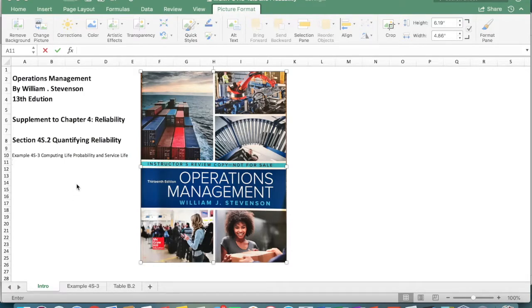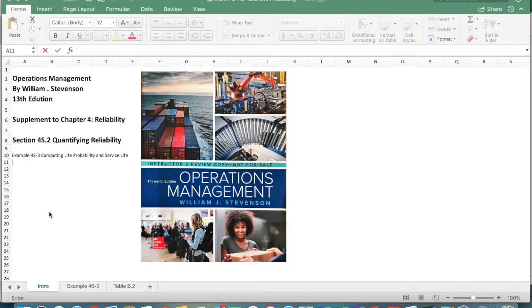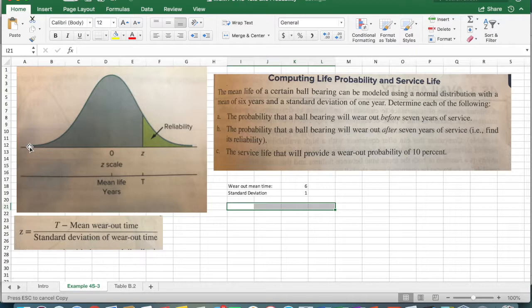Okay, in today's video, we're talking about computing life probability and service life. So this is in chapter 4S on reliability, section 4S2, quantifying reliability. And then we'll be going over example 4S3 from that chapter. One thing we're talking a lot about in this chapter is normal distribution. So if you had a statistics class recently, you probably remember this. But for those who might not remember, I'm going to walk through it pretty slowly.